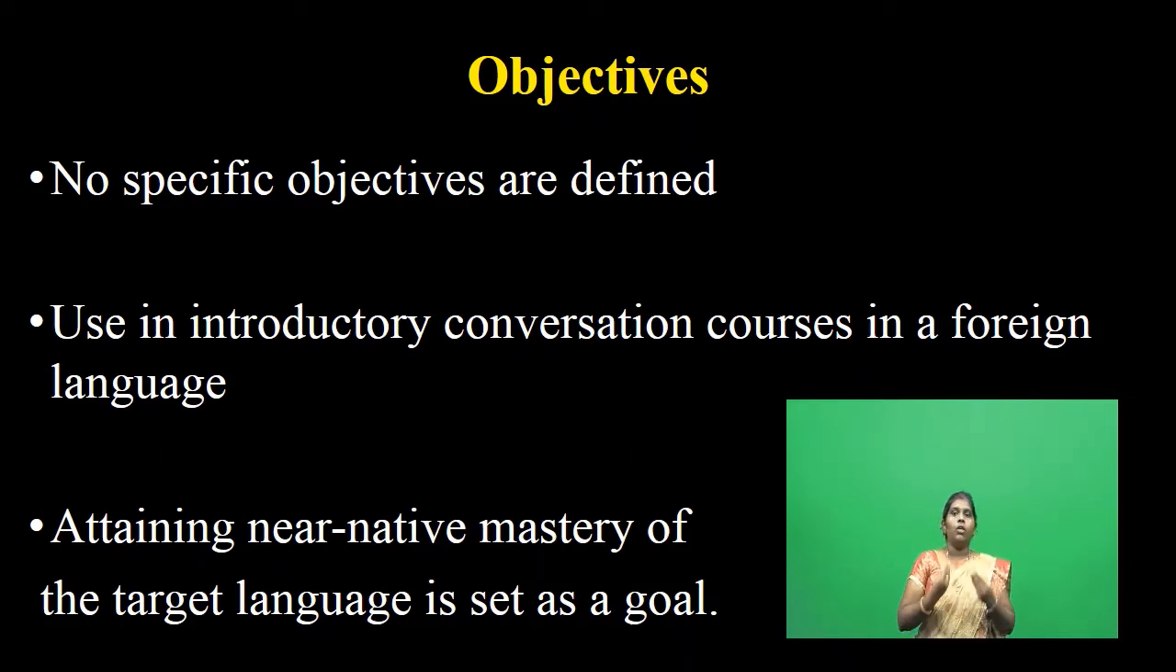but they refer to certain aspects, that is, use in introductory conversation courses in a foreign language. That is very simple. I should learn how to interact with the other person, how to converse with the other person. It is at the beginning level. And the long-term goal is that I should attain native speaker-like speech. I have to speak like a native speaker. That is my ultimate goal. So two objectives have been given, but nothing has been specified. You have to remember: we use the language in conversational practice, and second, we speak like a native speaker. This is the long-term goal.